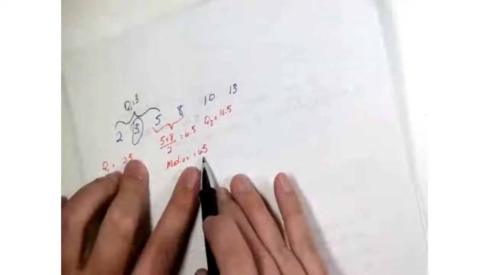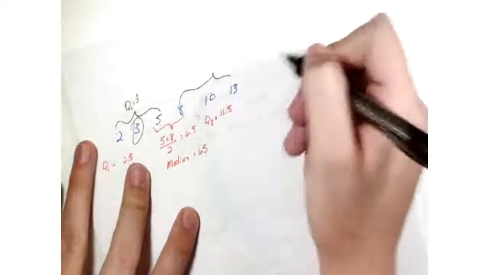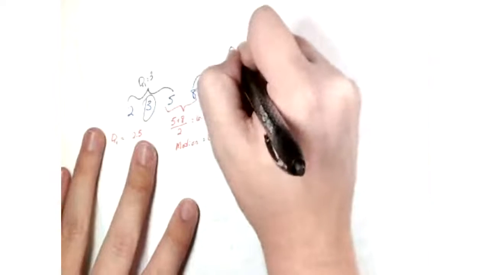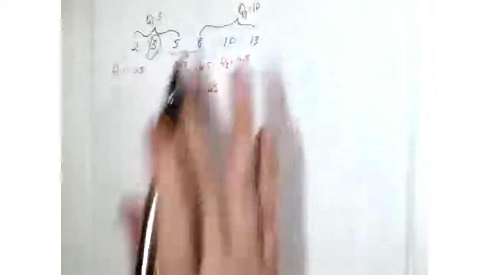Okay, and then for the upper end, we're going to look at the numbers that are greater than 6.5, and it will be these three. So then, since n is odd, I take the middle one, which is 10, and that means Q3 equals 10. Okay. I couldn't remember if your calculator did it this way or that way, so I checked.